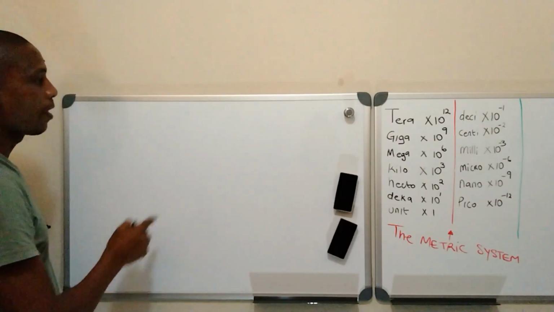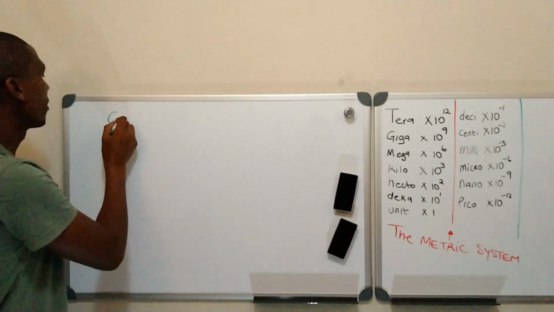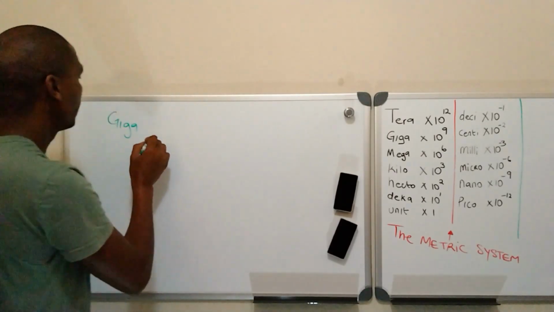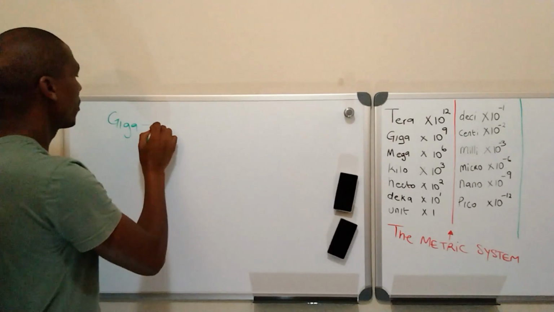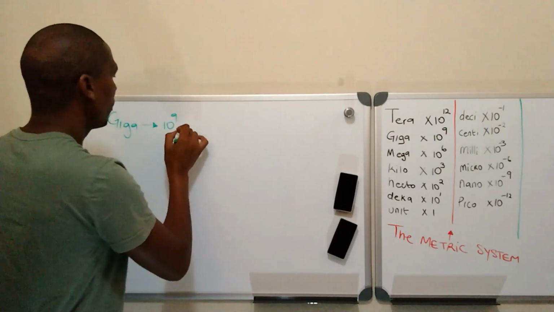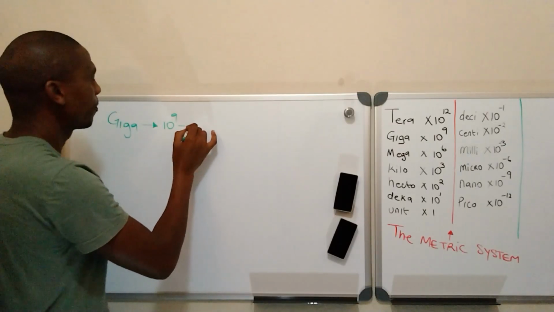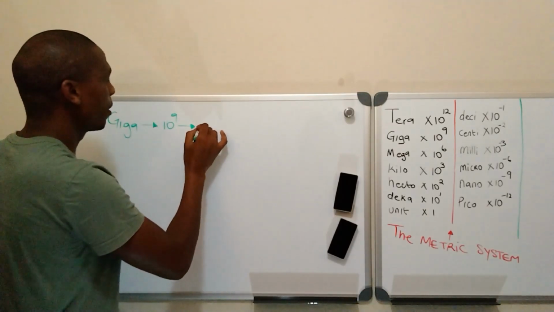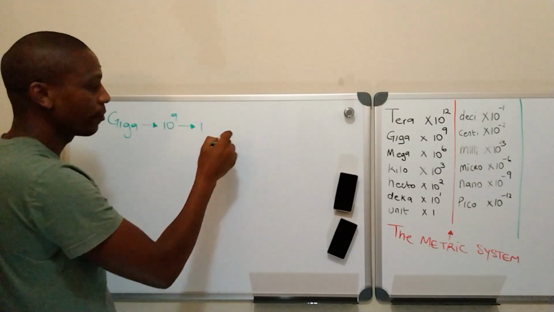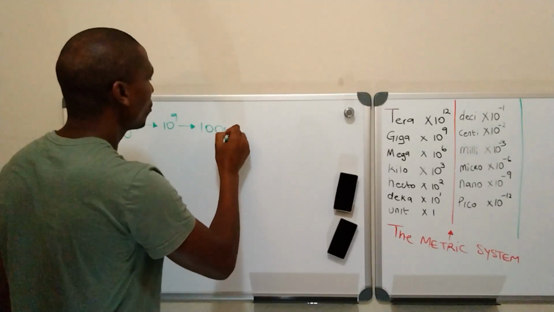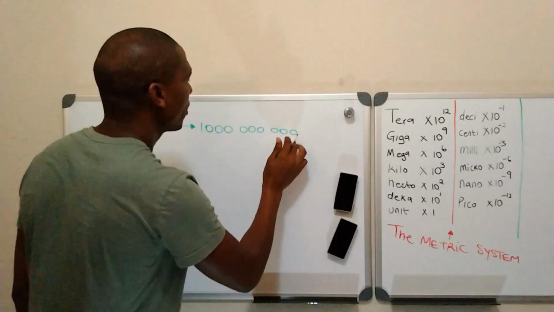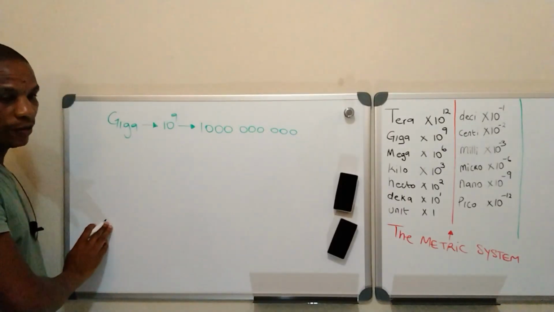Let's start by talking about the giga. Giga is like 10 to the power 9. Do you know what that means? It means that there's a 1 and 9 zeros after the 1. It's 1, 2, 3, 1, 2, 3, 1, 2, 3. At the end you have 9 zeros.